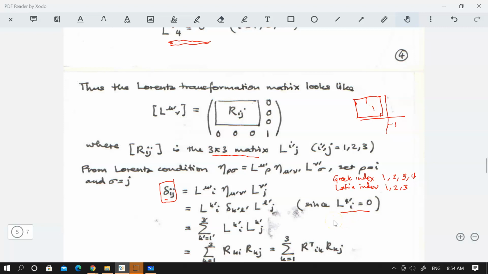Okay, so what do we have? L k dash I, delta k dash l dash, L l dash J. And remember, over here you can think of this like a replacement object. So if I have a k dash over here, I can replace it by l dash if I want to, or if I have l dash over here, I can replace it by k dash. So I'm going to use your l dash here to be replaced by k dash. So what's left? I have L k dash I, L k dash J.